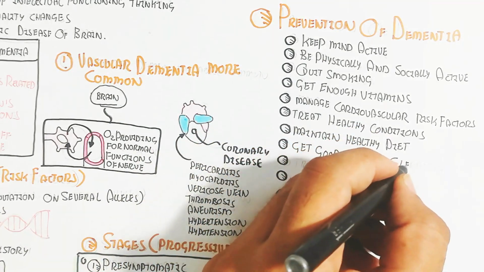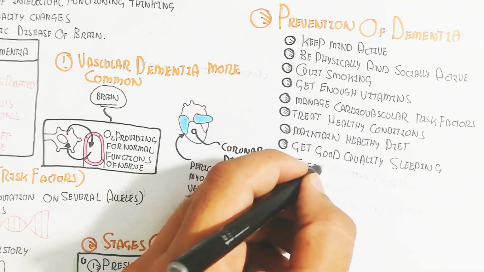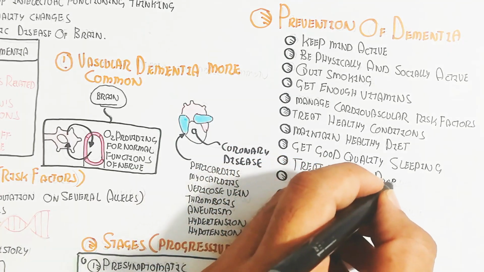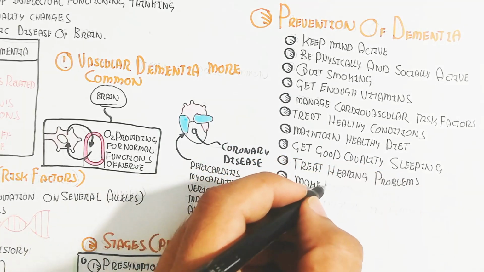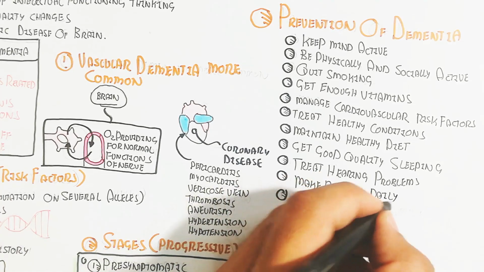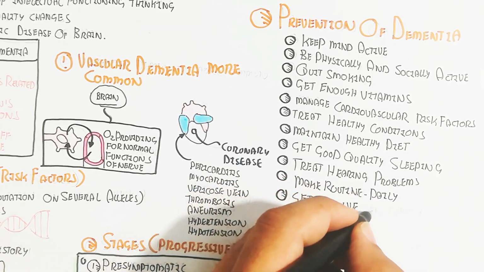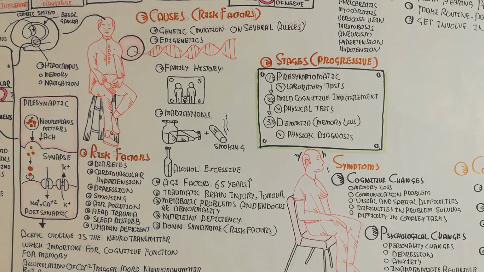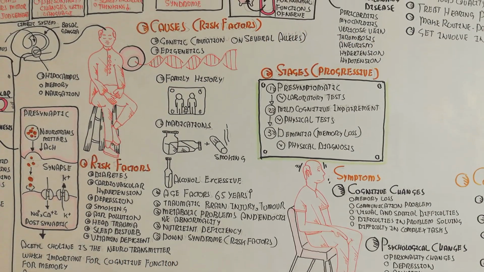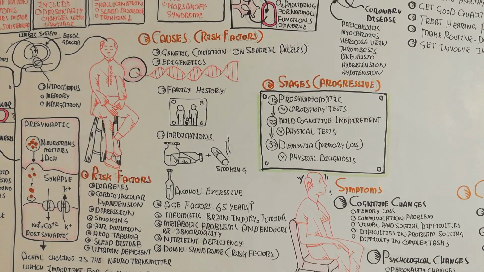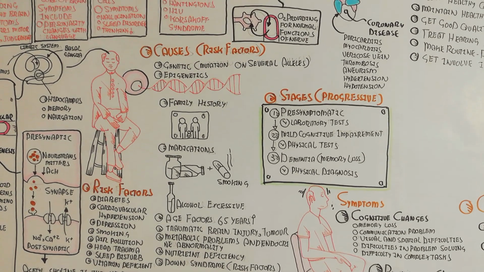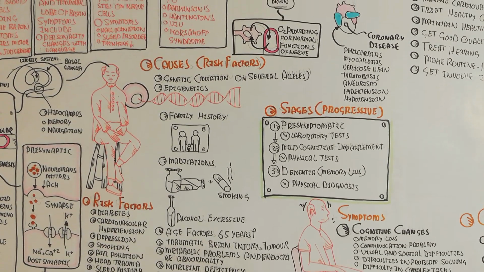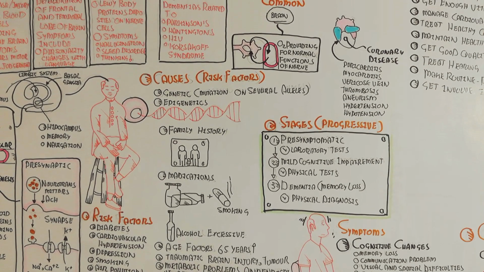Make a daily routine and get involved with family, which will lead to happiness as well as normal physiology of the body, psychologically and cognitively, and that will help prevent dementia. So in this video we have discussed dementia, the types of dementia, their causes and risk factors, as well as symptoms, complications, and prevention.